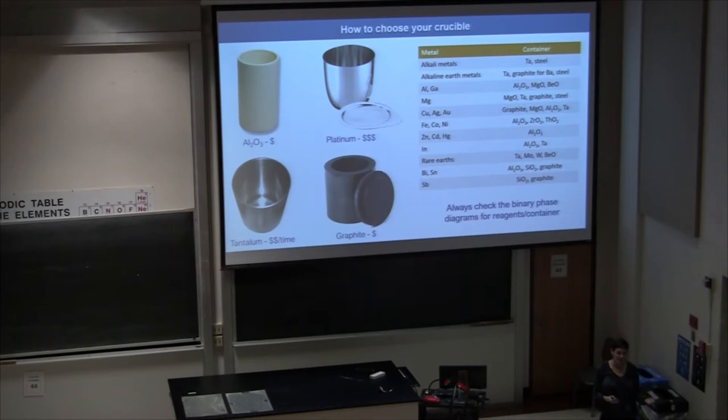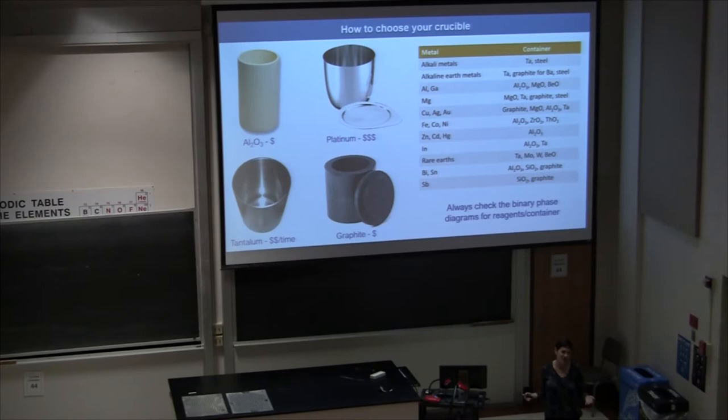So for example, if I were interested in growing with tin, and I was thinking, do I want to use a platinum crucible? I'm going to go check out the tin-platinum phase diagram, and if it turns out that platinum is very soluble in tin, that's not going to be a great flux. I really don't want to melt my platinum crucible.